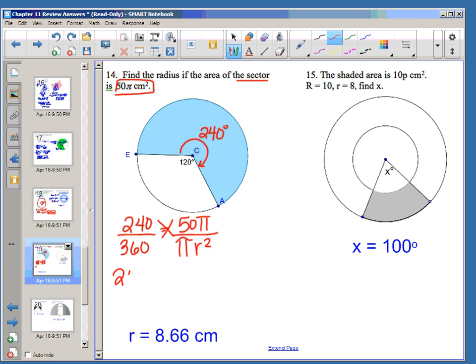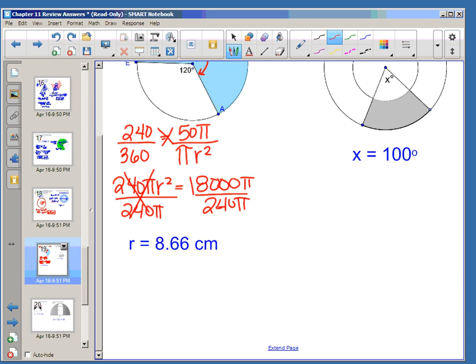I get 240 pi r squared equals, I think that's 18,000, but I'm not sure. It is, okay. 18,000 pi. And divide by 240 pi. And I'm left with r squared equals, the pi's are going to cancel. R squared equals 75. Last step, square root. And I get 8.66 centimeters for my radius.